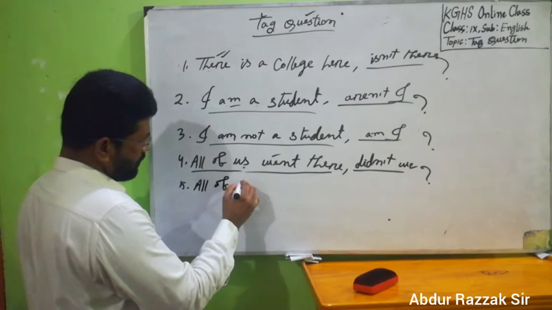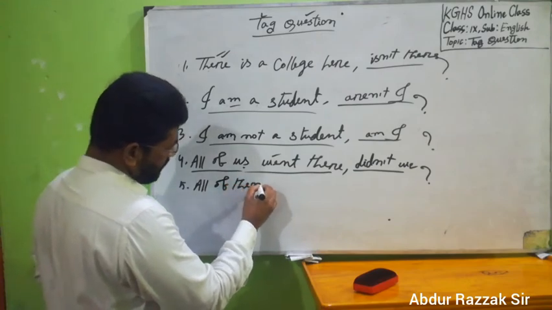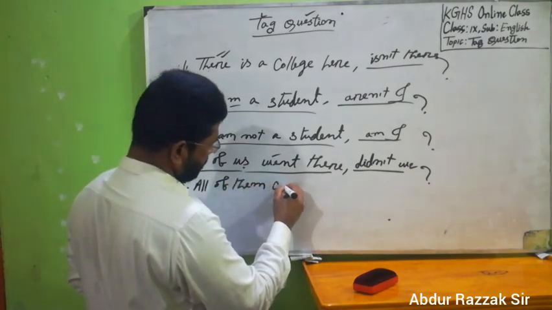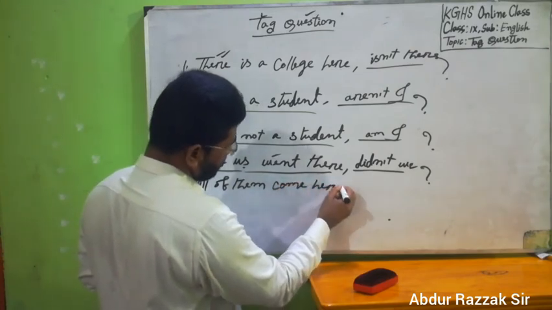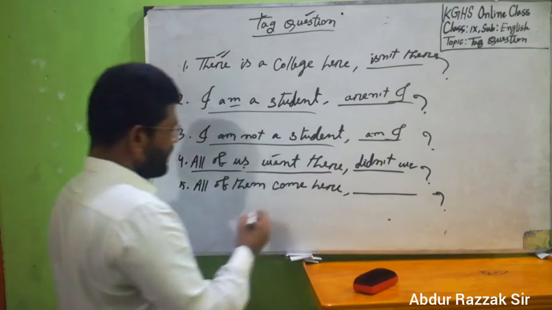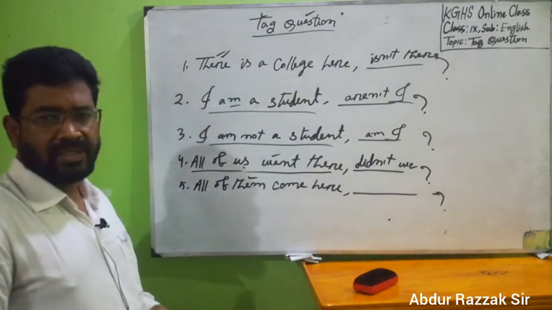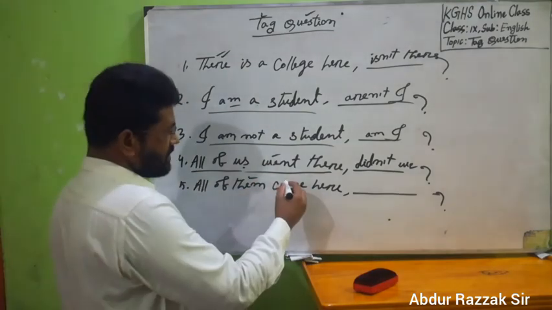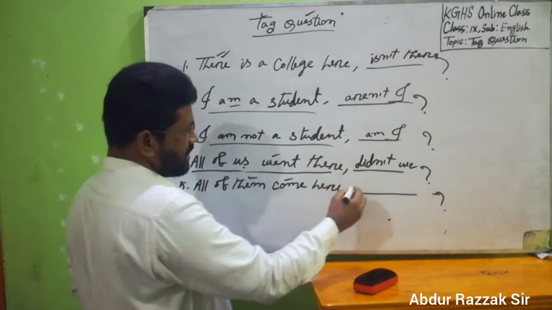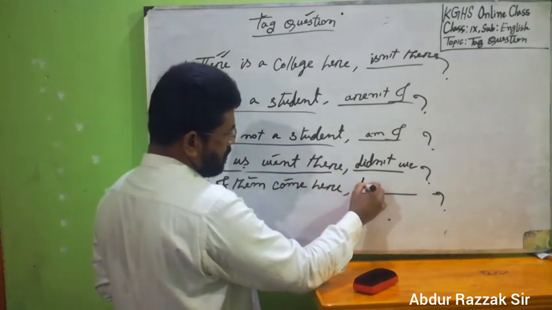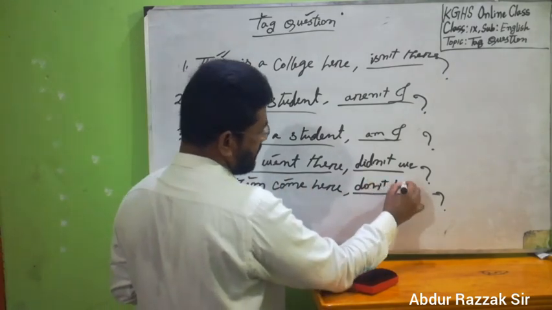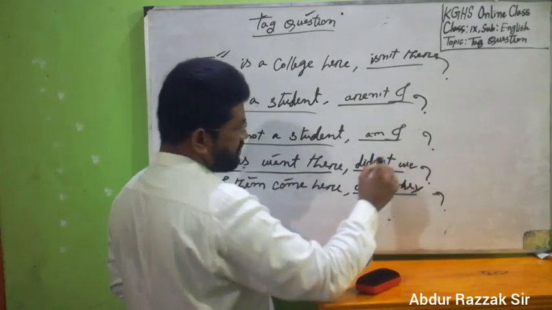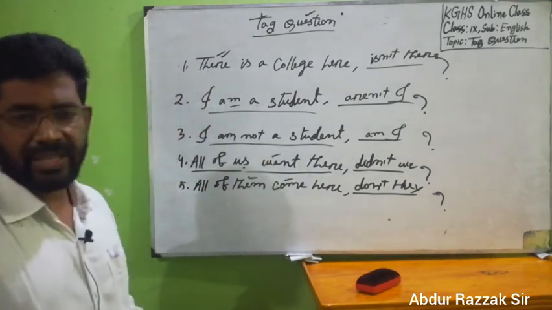All of them come here. Yes, students, here all of them. As the sentence is in present indefinite tense, we should use don't, and all of them means they. The subject will be they, don't they?